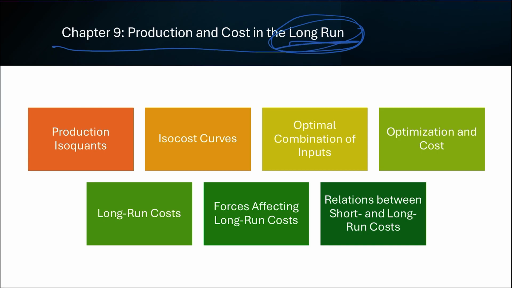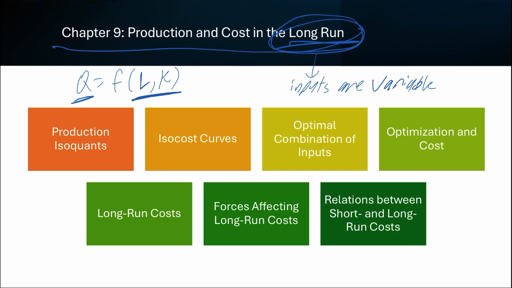And so in the long run, we're going to assume that inputs are variable. You can change how much capital you want in the long run. You can change how much labor you want in the long run. And so now, instead of having capital be fixed, you can pick how much labor and how much capital you want to use. And so there's two parts of the business owner's problem here. The first question is, for a given quantity, what's the optimal combination of labor and capital to get to this quantity? How can we produce this quantity at a minimum cost? And the second question is, how much quantity should we produce?